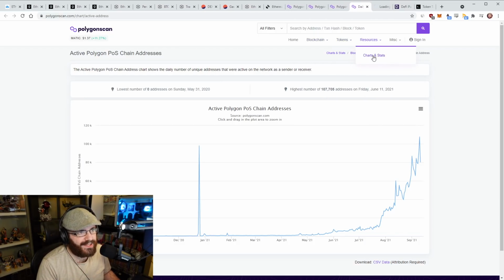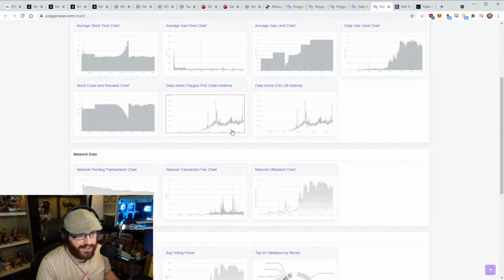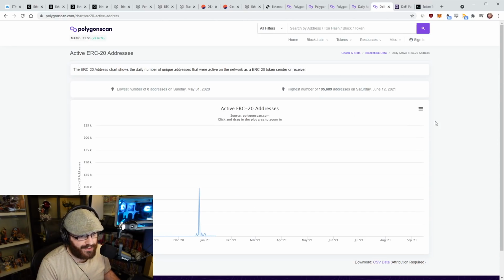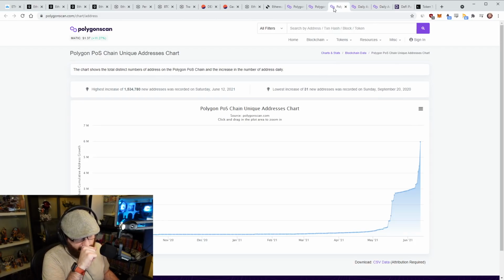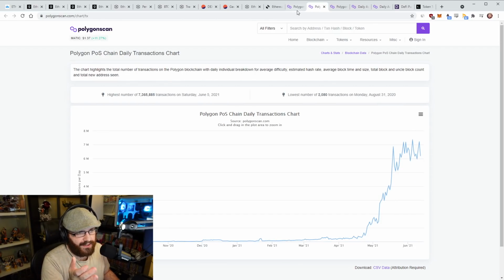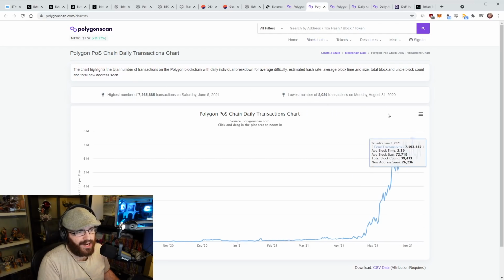Because if you go to the charts and stats here, they've actually got another chart that shows the number of active addresses, the ERC20 addresses. So these are ones that I think have bridged over, which paint a different picture, where you can see that basically it's a lot higher than you'll see in these ones here. So two different ways to track this here, but I still think the best way to track it is the network utilization and the daily transactions chart here.